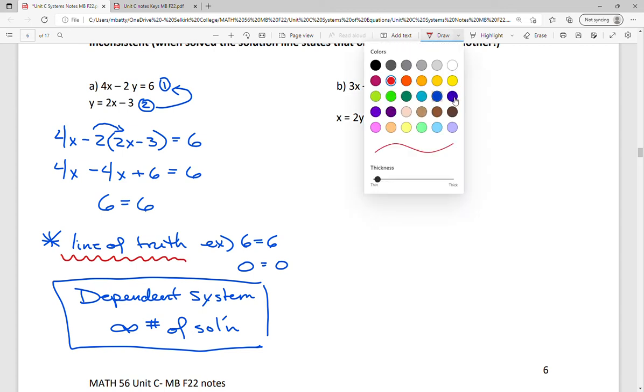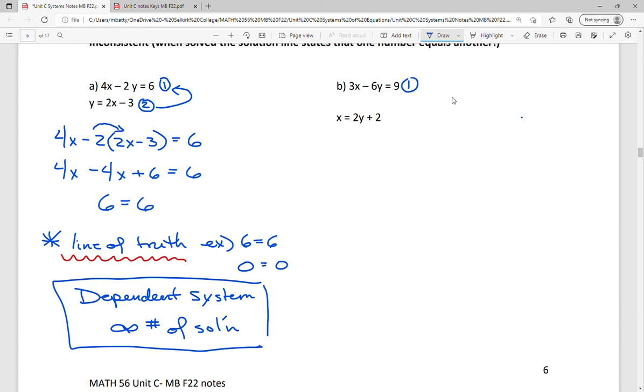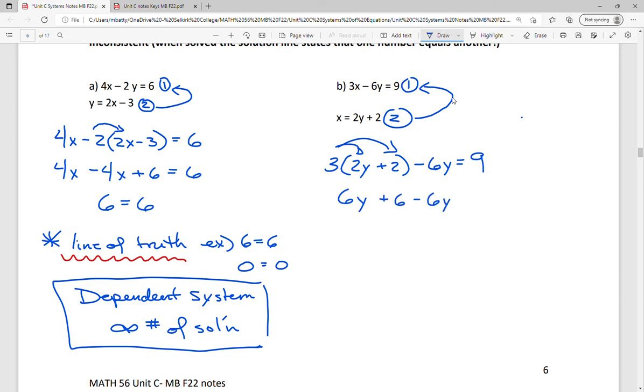Okay, so let's walk into the other one in a similar approach. I'm going to say equation 1 and equation 2. Equation 2 is already solved for x, so I'm going to take and sub that one in there, replacing the x with this 2y plus 2. Using distributive property, I'd get 6y plus 6 minus 6y equaling 9. At this point, if you collect your like terms, you have 6y minus 6y, so that goes away. And what you'd be left with is 6 equaling 9.